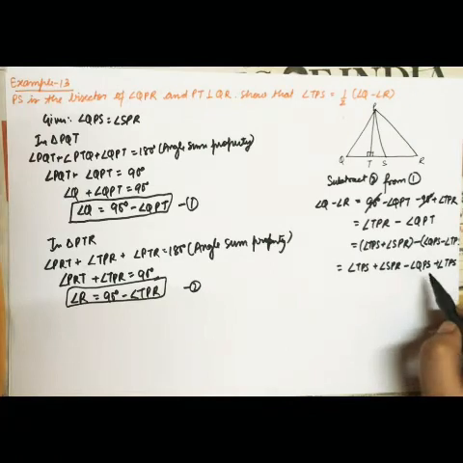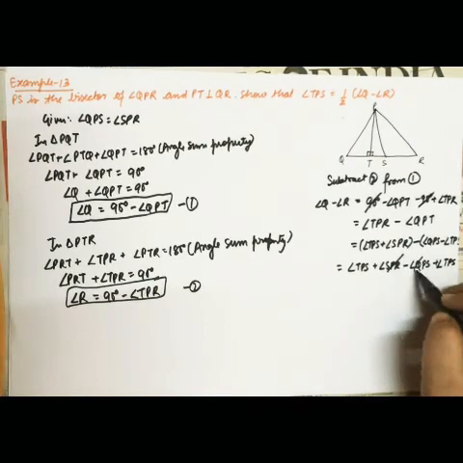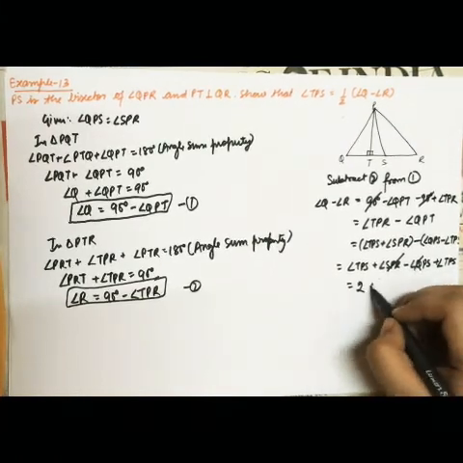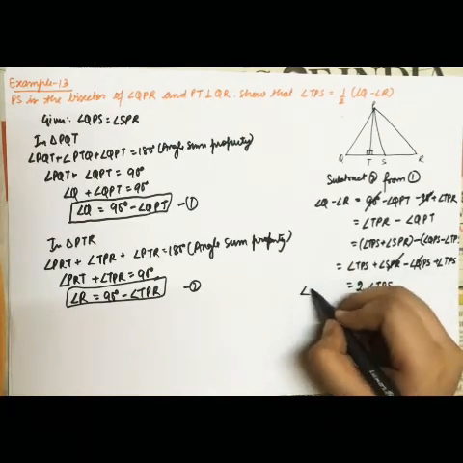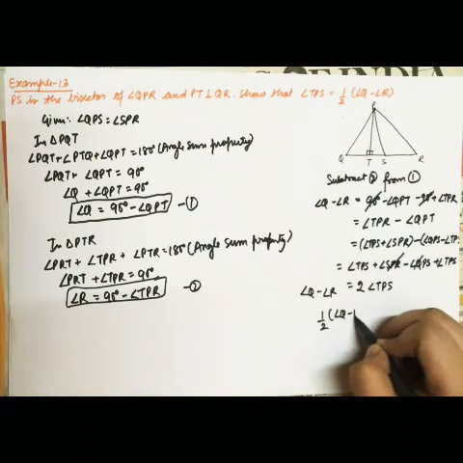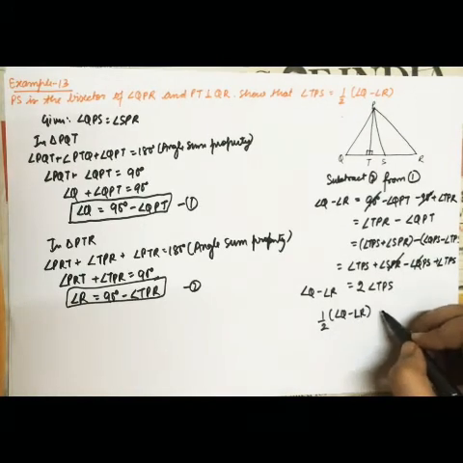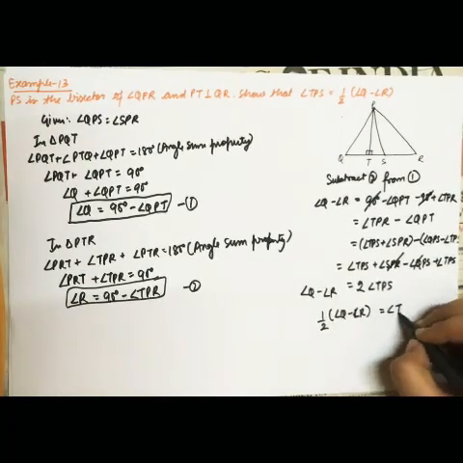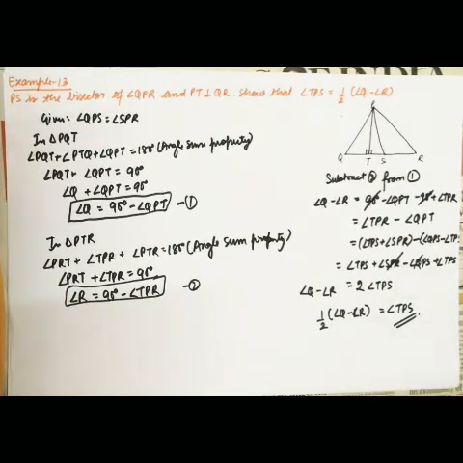So SPR is equal to QPS, therefore they will be cancelled and it will become 2 times angle TPS. Now 1 by 2 of angle Q minus angle R is equal to angle TPS, hence proved.